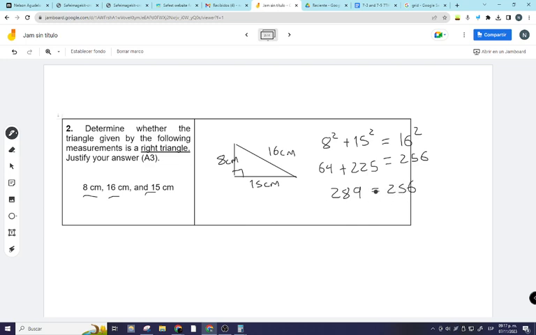Because these two things should be equal. They are not. So it is not a right triangle because the Pythagorean theorem does not apply with these measures. So it's not a right angle triangle.